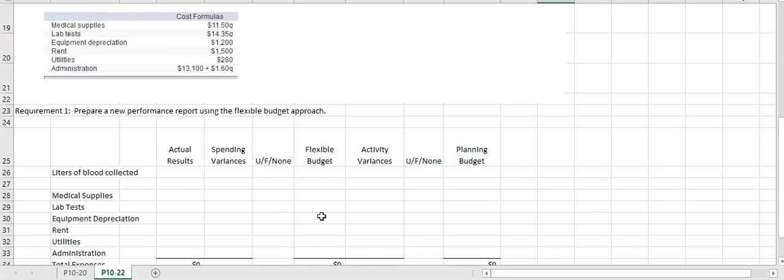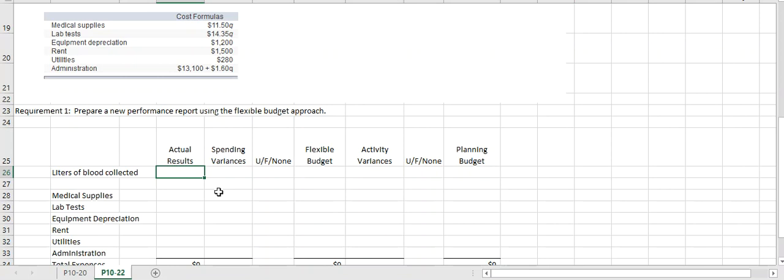So our first task is to prepare a new performance report using the flexible budget approach. So instead of comparing our actual results to our planning budget as they did in the report and the instructions, we're going to do some comparisons using the flexible budget.